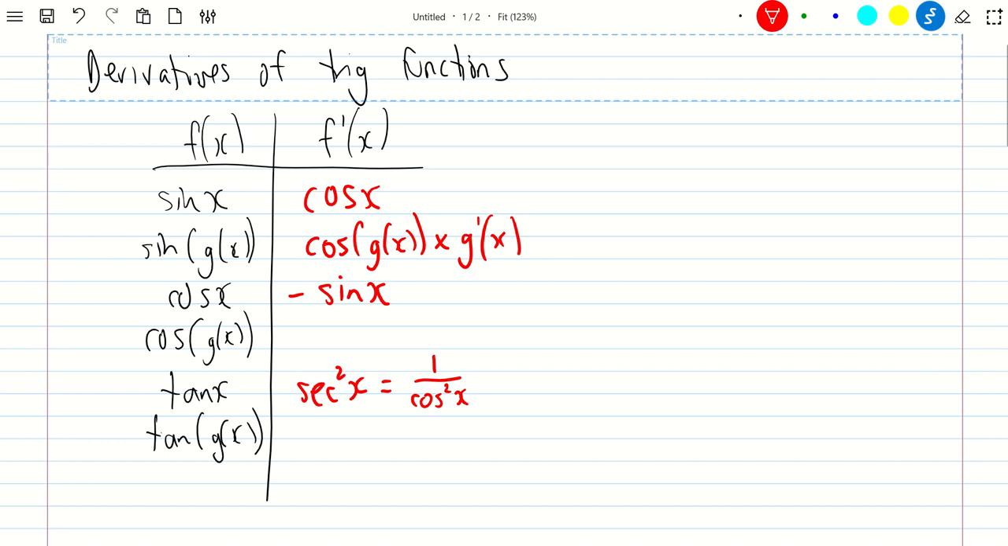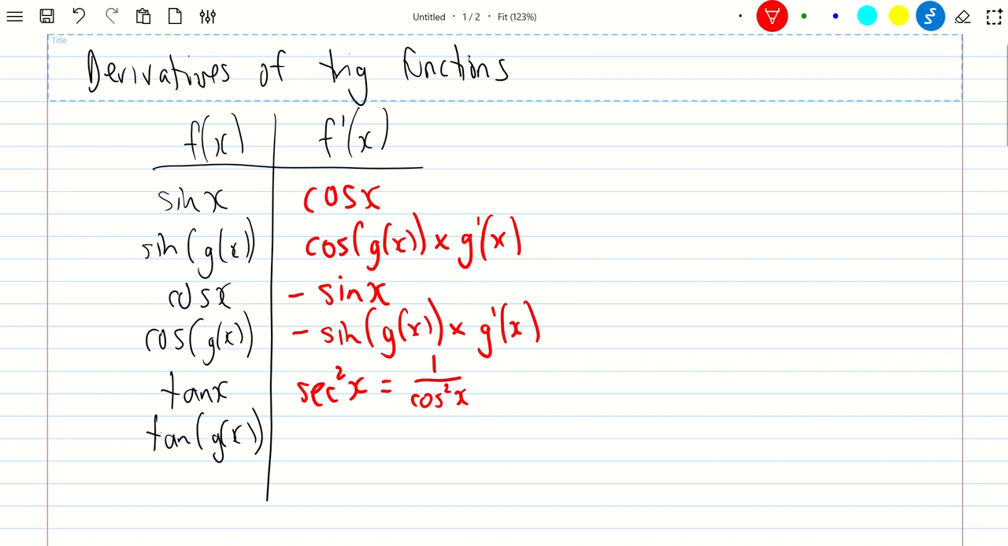Okay. Same thing applies for cos of g of x. If you've got a function on the inside, that goes to negative sine of that function on the inside, that g of x stays the same on the inside, and that gets multiplied by the derivative of that inside function. Okay, hopefully that makes sense. When I do an example in a second, that will make more sense.